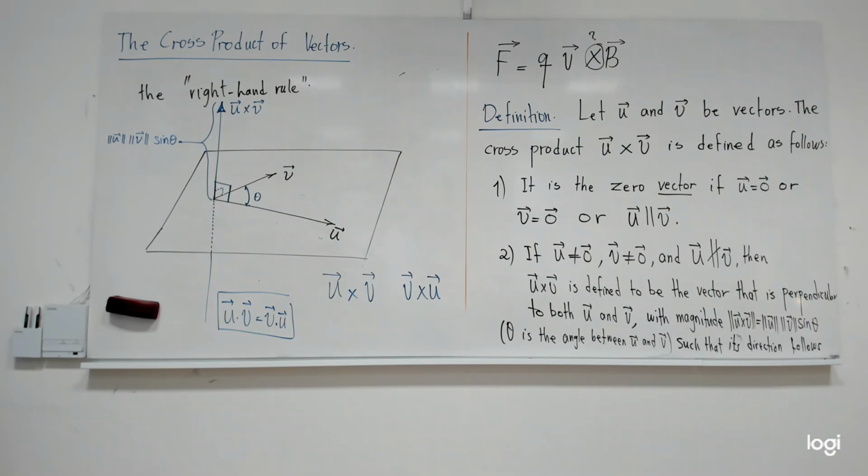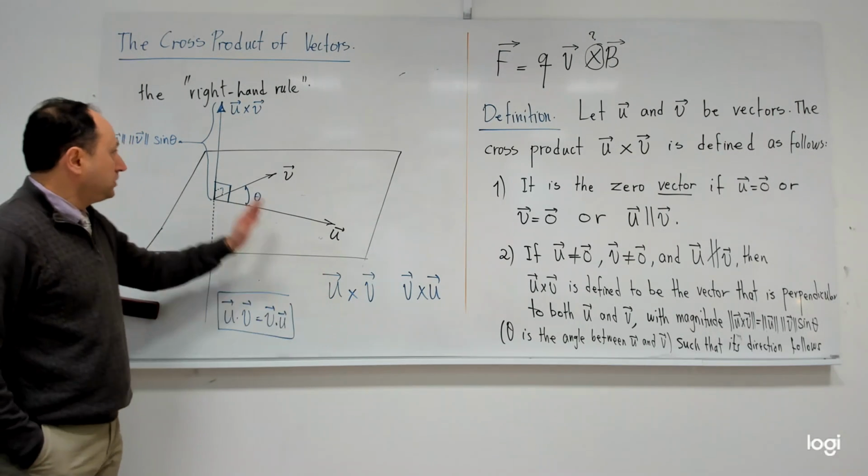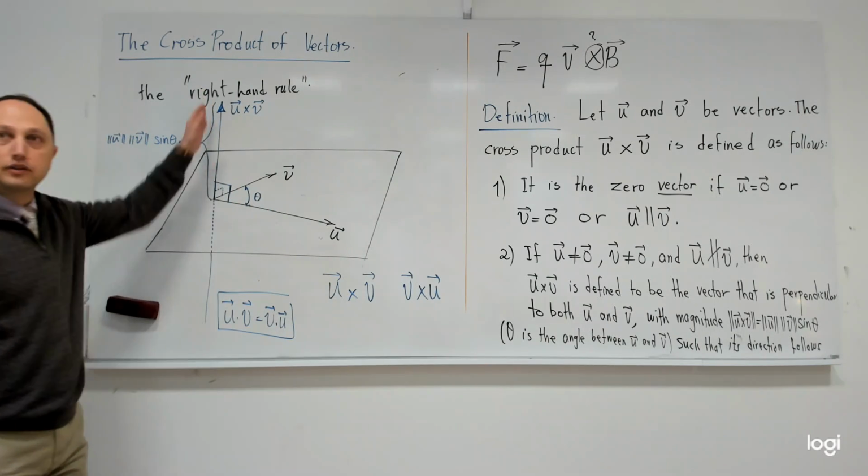I would guess. Yes? No. No? One of them would be the other there. Exactly. So it is not commutative. It's anti-commutative. Why is that? Because if I ask you, show me vector u cross v, it is on this board.